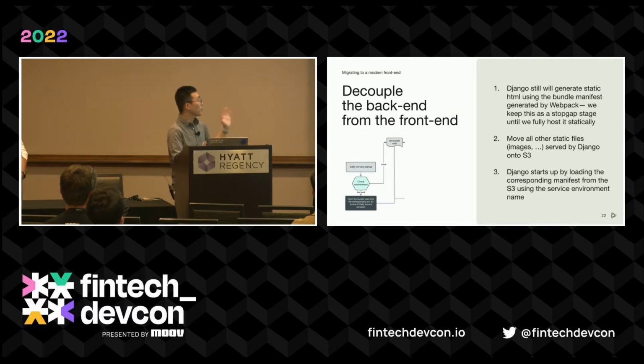Like I said, we use Django as a stopgap stage until we are fully able to host it statically on an S3 bucket or a similar solution. Another thing was that we had to move all of the other static files still served by Django onto S3, remove all of the dependencies within the front-end code base, and correctly refer to where they would be deployed and stored on S3. And we told Django to start up and load the corresponding manifest that holds all of the front-end asset bundles, using the service environment it runs on, at boot level.